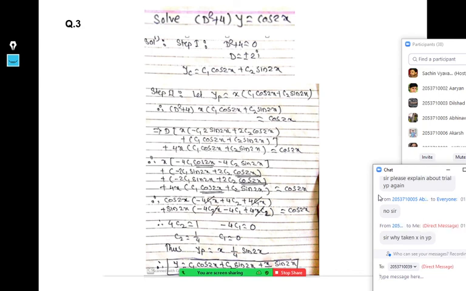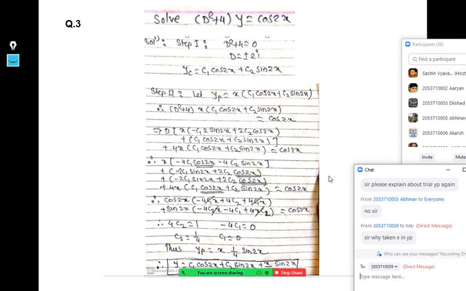Number 39 is asking why x is in yp. We have discussed it a number of times. The x is multiplied to the yp because when you replace d square by minus a square, that phi d comes to 0. So when the denominator comes to 0, we should multiply by x. For trial yp, there is a shortcut rule: if the RHS of the given differential equation is a part of the complementary function, then you have to multiply the trial yp by x.